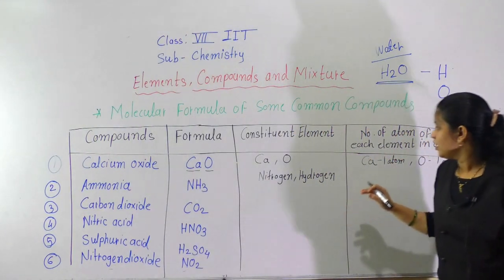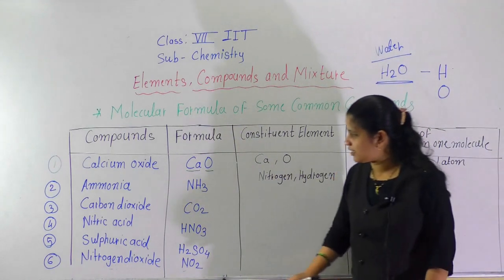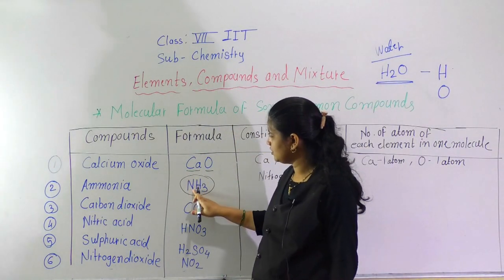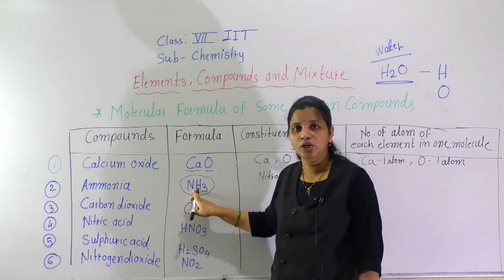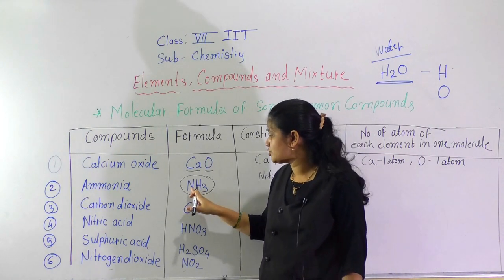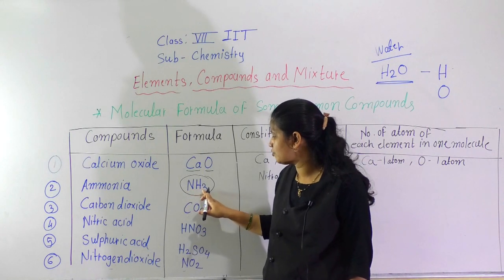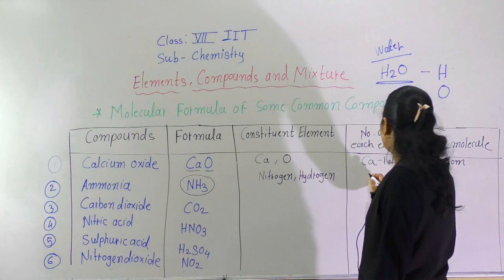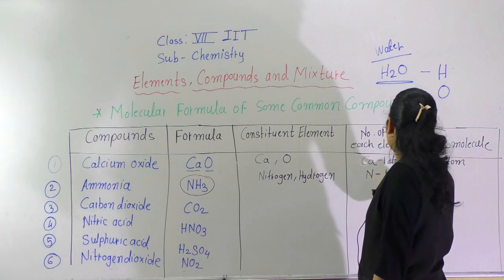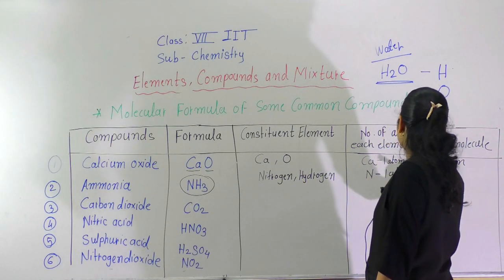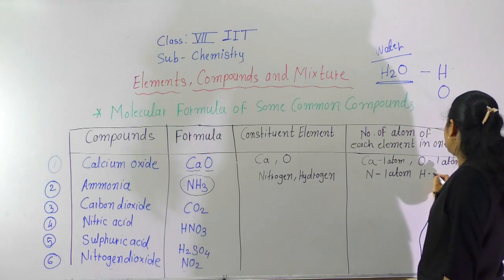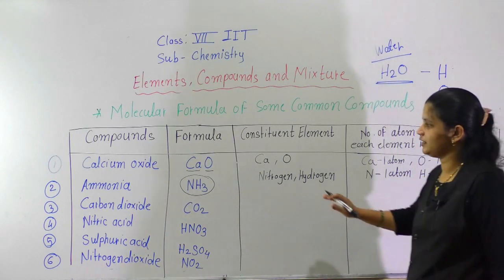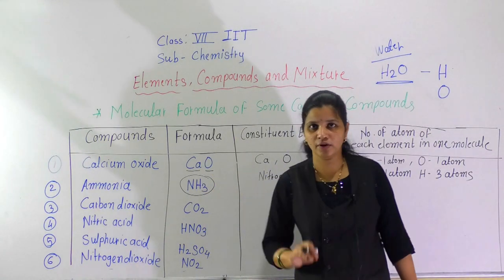Then see, how many atoms are present? Look at this compound properly. For nitrogen, is any number given? No. So it means nitrogen 1 atom and hydrogen 3 atoms. So here, nitrogen 1 atom and hydrogen 3 atoms are present in this ammonia molecule.